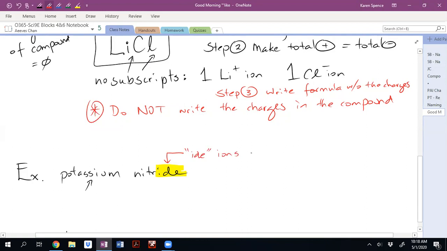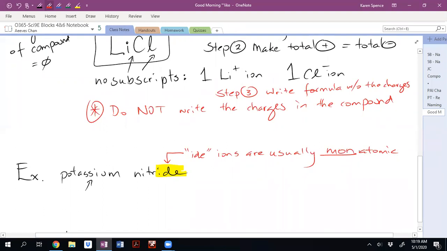Ions are usually something atomic. Are they usually polyatomic or are they usually monatomic? Yeah, they're usually monatomic.